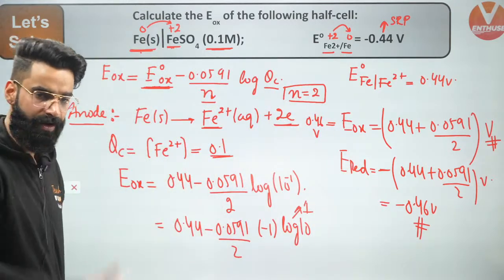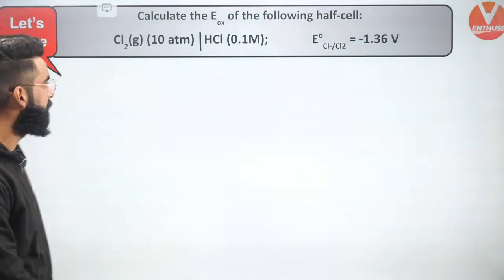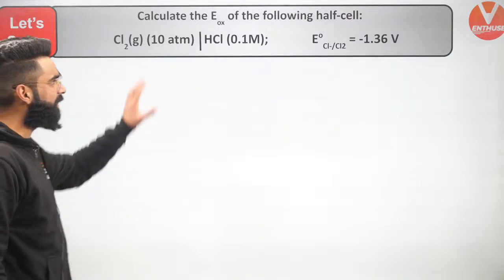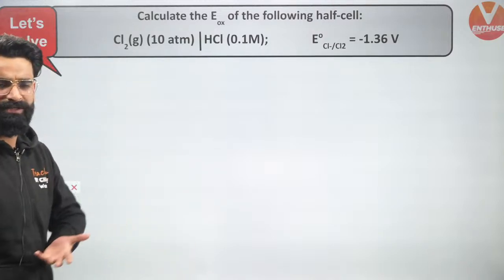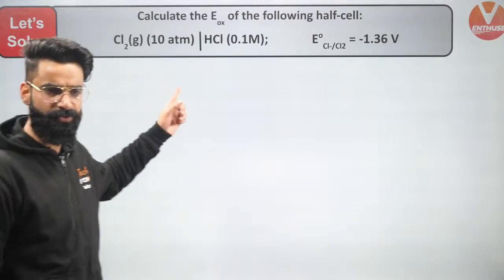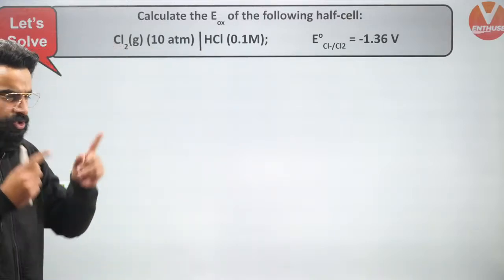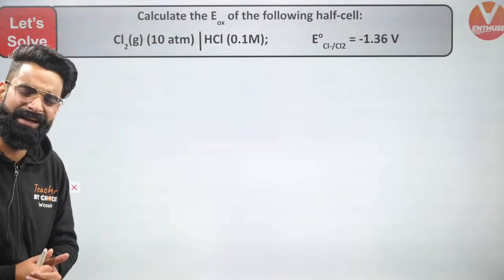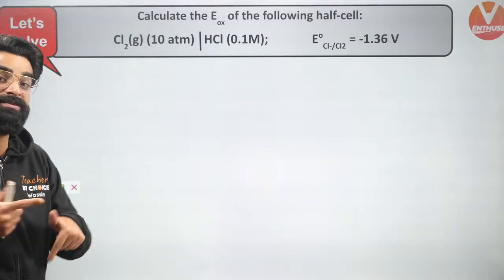Okay, let me move on to one more question, which is on your screen now. Calculate the oxidation potential of the following half cell. I'm again given a half cell. Either you call it a half cell or an electrode, one and the same thing. I am supposed to calculate the oxidation potential of this electrode, so this electrode should be acting like the anode so that oxidation takes place.